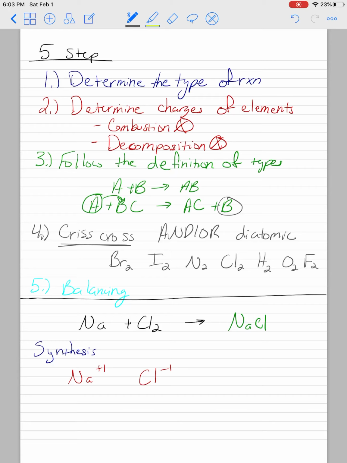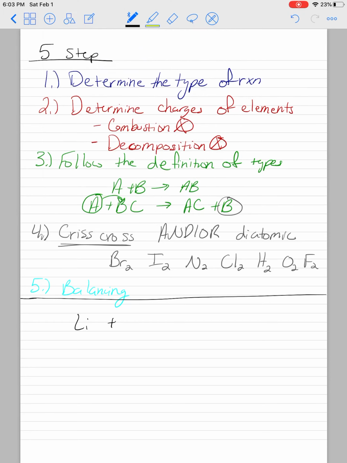And step 4, follow crisscross rule. Well, lucky for us, this is a 1-to-1 reaction, so we have followed the crisscross rule. So, the product of a reaction between sodium and chlorine is sodium chloride. Now that one was pretty simple. Let's do another one where it gets a little more difficult.